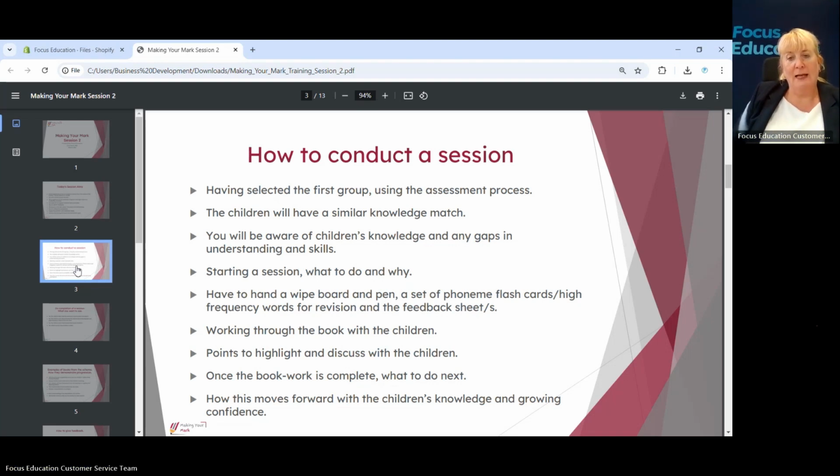That is what I would do with my first group, my children who I think are ready to start this around now or in just a couple of weeks. My children who are displaying good knowledge of phonemes and some grapheme correspondence, and the handwriting's on its way.